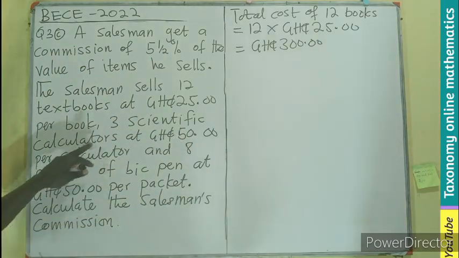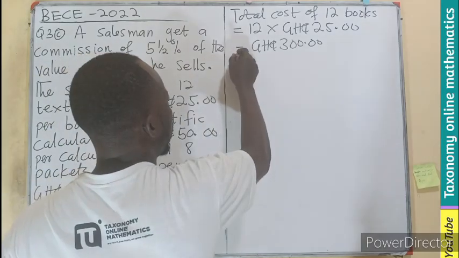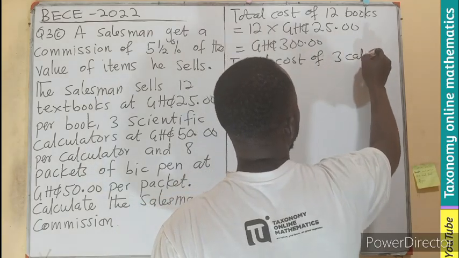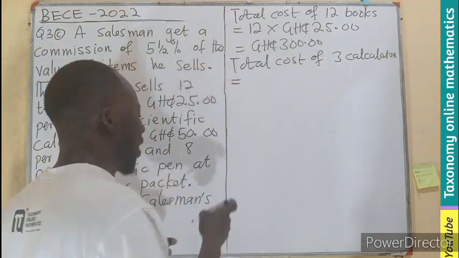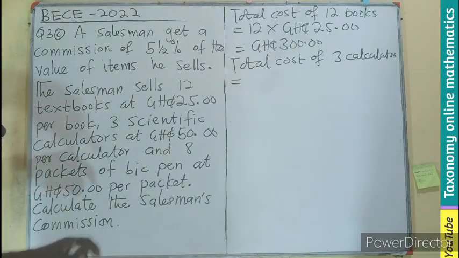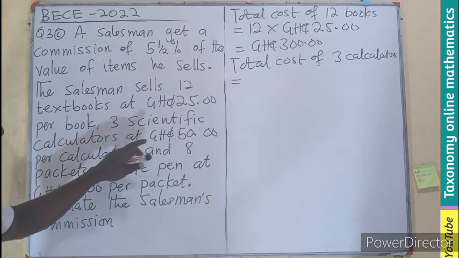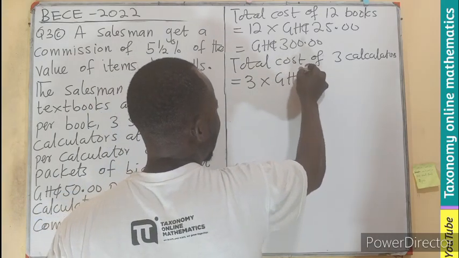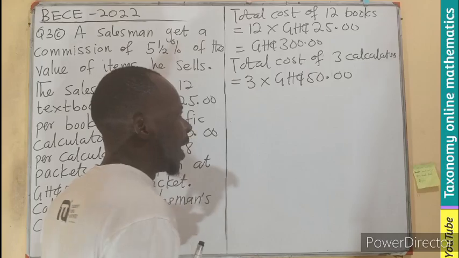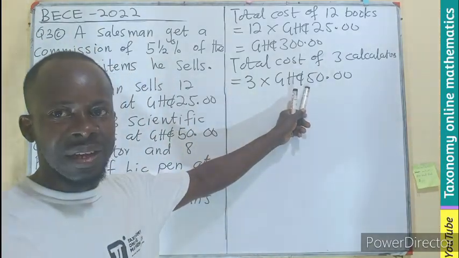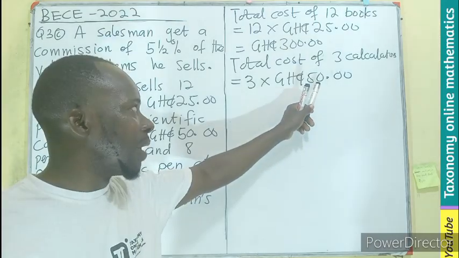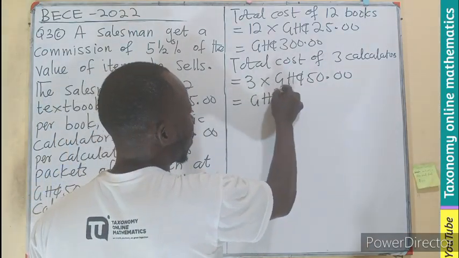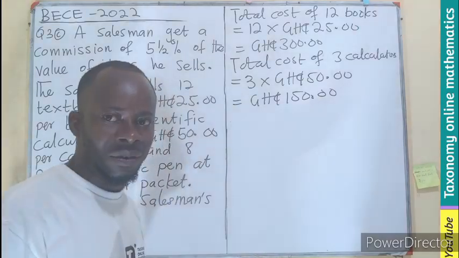So now let's move on to the next one. 3 scientific calculators. So total cost of 3 calculators. Let's leave the scientific; it's still defining it as a calculator. 3 calculators at 50 Ghana cedis per calculator, the same way. So we are going to have 3 multiplying the 50 Ghana cedis. And don't forget, we can multiply 3 times 5 first. 3 times 5 is 15, times the 10. 5 times 10 gives us 50. So first the 3 and the 5, then the 10. And I believe that will give us 150 Ghana cedis.